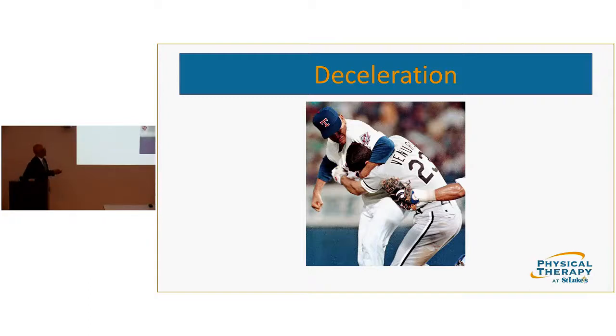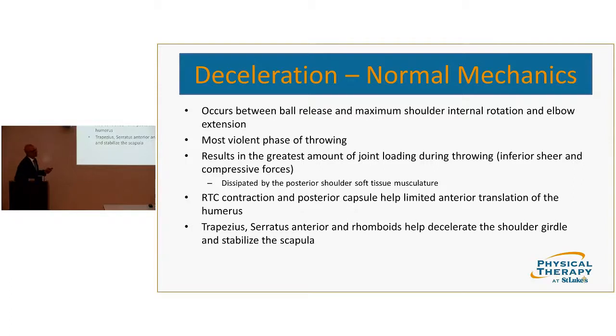So it is the most violent phase. It occurs between ball release and maximal shoulder internal rotation and elbow extension. It results in the greatest amount of joint loading during throwing. So there's an inferior shear and compressive force at that same time. The rotator cuff contraction and the posterior capsule help limit that anterior translation.